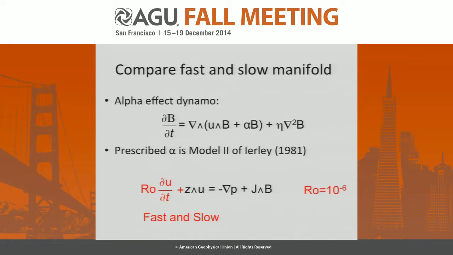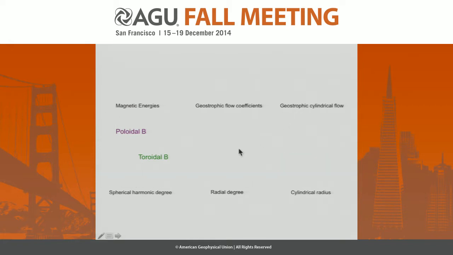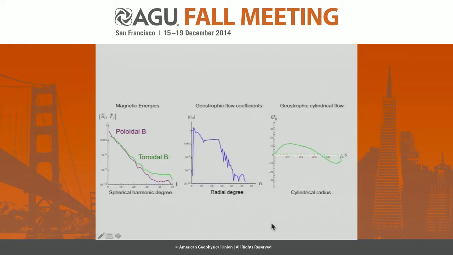You can put the inertia back in with a Rossby number, and then you're going to get both the fast and the slow manifold. So I'll just show you this movie just before we finish. We've got the poloidal and toroidal magnetic energies here, and on the right we've got the geostrophic cylindrical flow shown. If we step through in time, what you'll see is that we've got some torsional oscillations that are developing in the geostrophic flow. So the flow is going back and forth on cylinders.